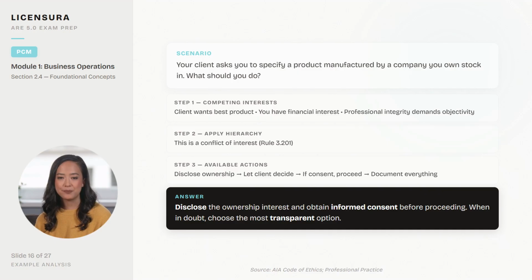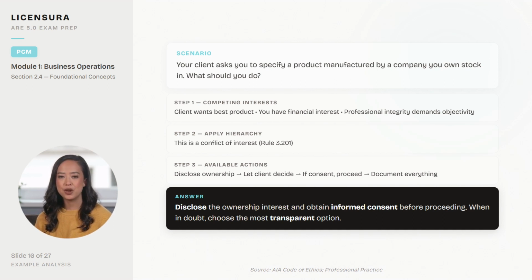The client wants the best product for their project. You've got a financial interest in profiting from your stock ownership. Professional integrity demands objective recommendations. Step 2. This is a conflict of interest, which falls under Rule 3.201. No public safety issue, but there's a clear conflict between your financial interest and your duty to the client.